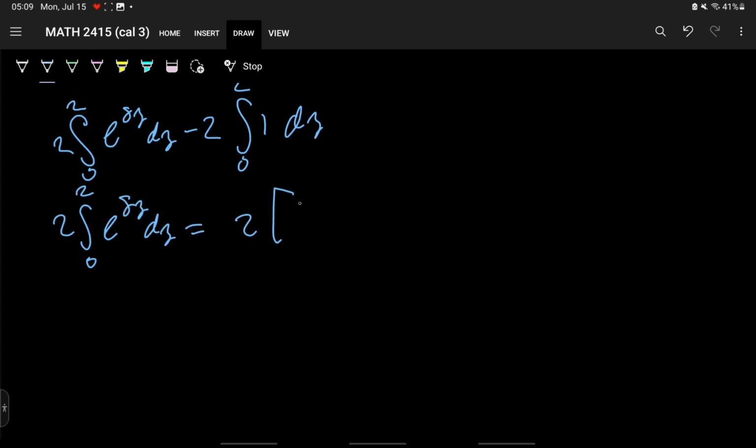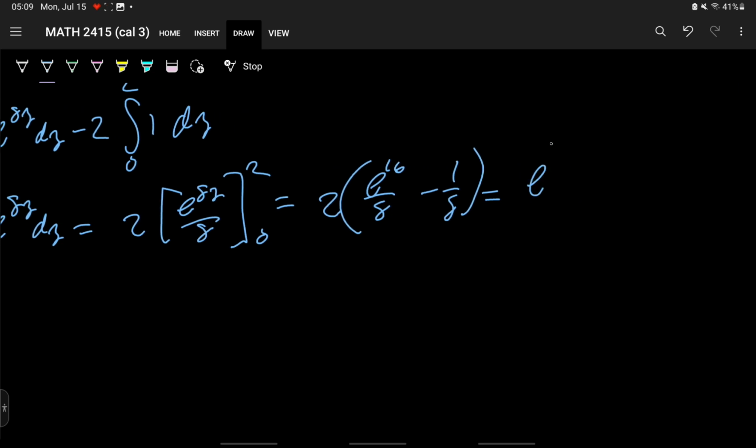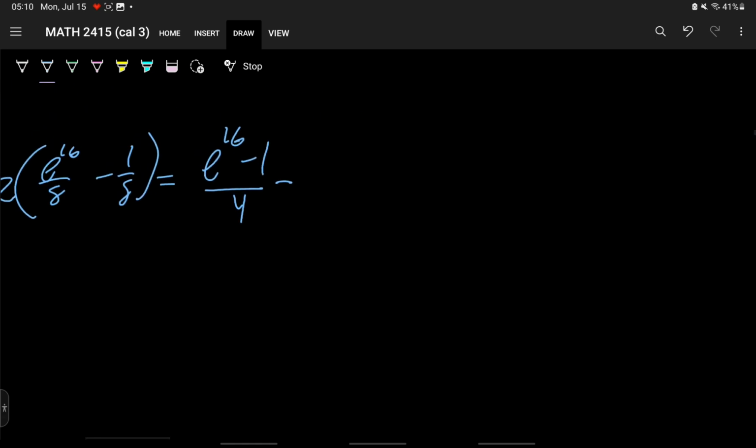And that's going to be 2 e to the 8y over 8, evaluated from 0 to 2, which is 2 e to the 16 over 8 minus 1 over 8, which is equal to e to the 16 minus 1 all over 4. And then that's literally just the same. We can write that as 1/4 e to the 16 minus 1.